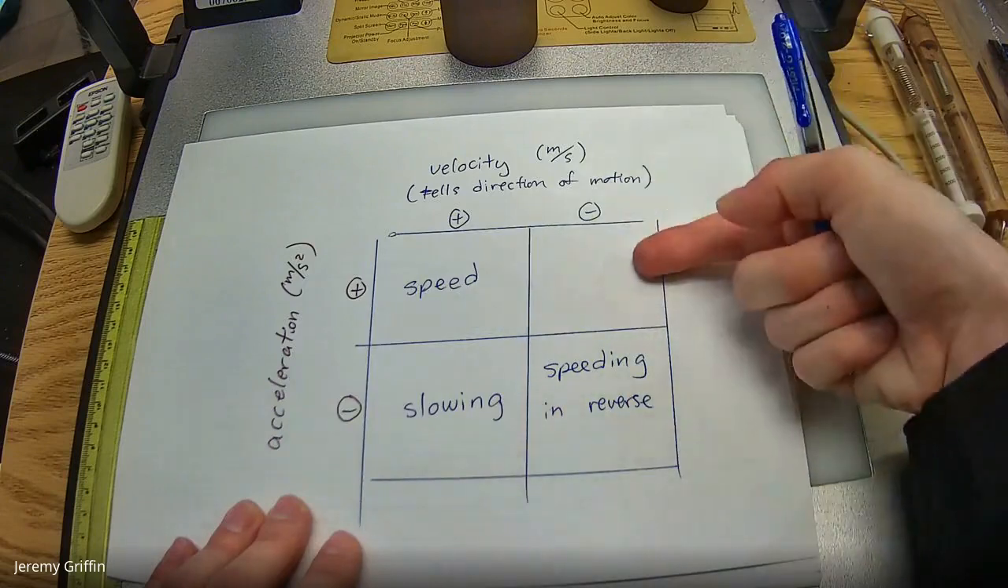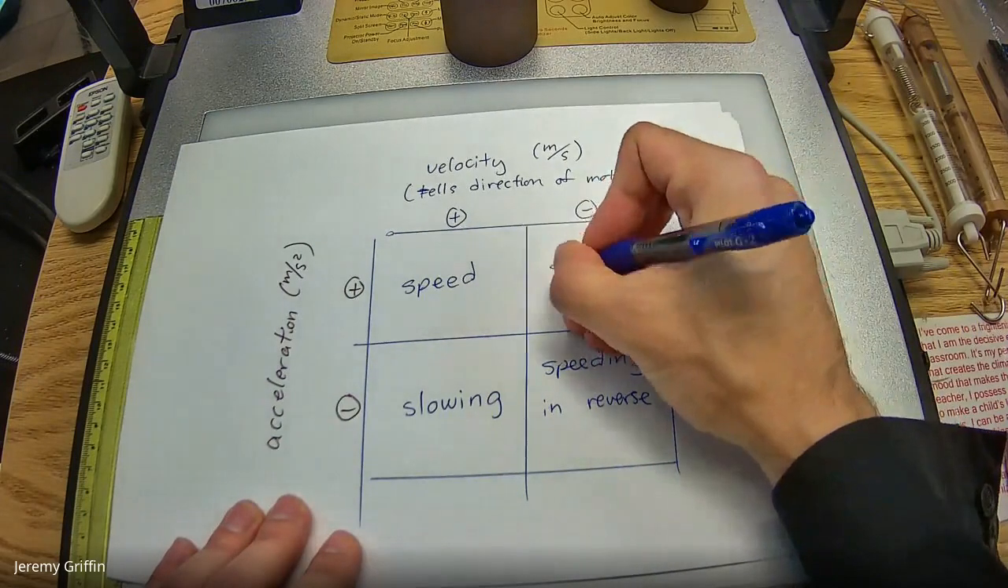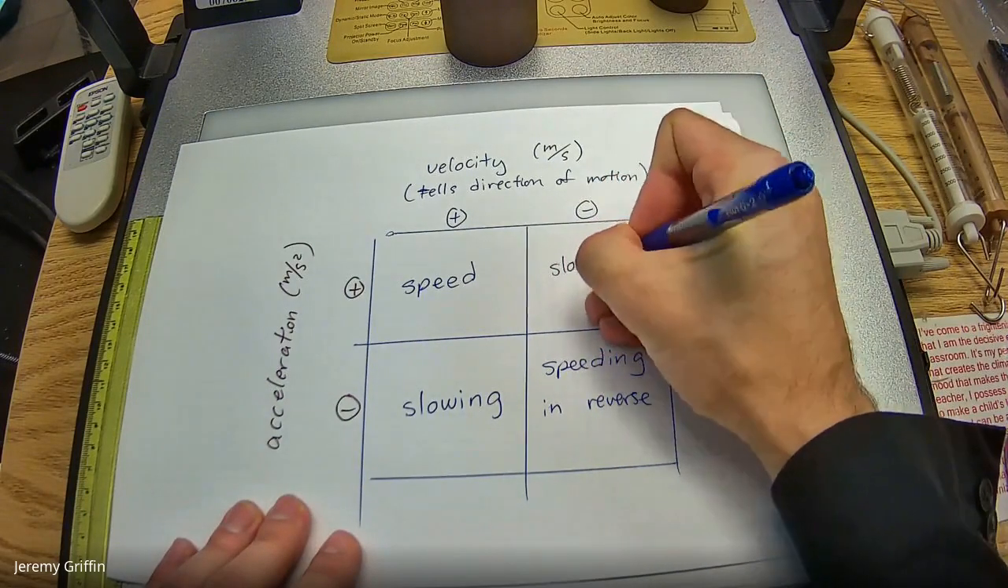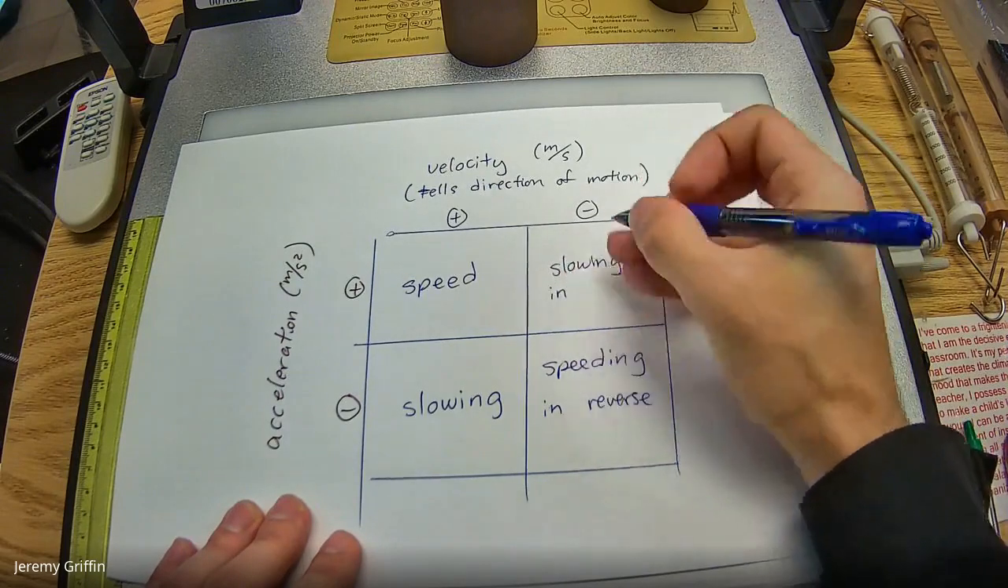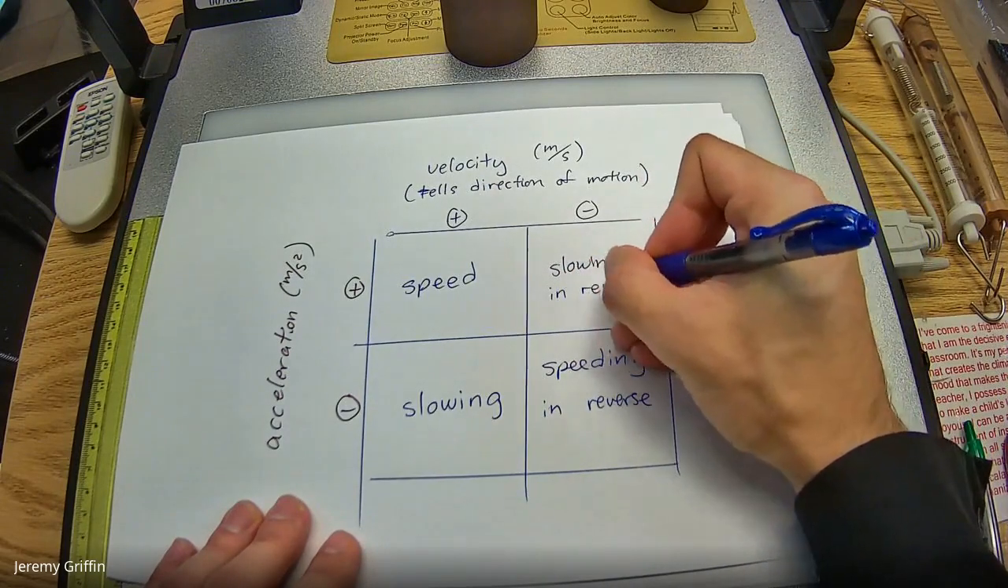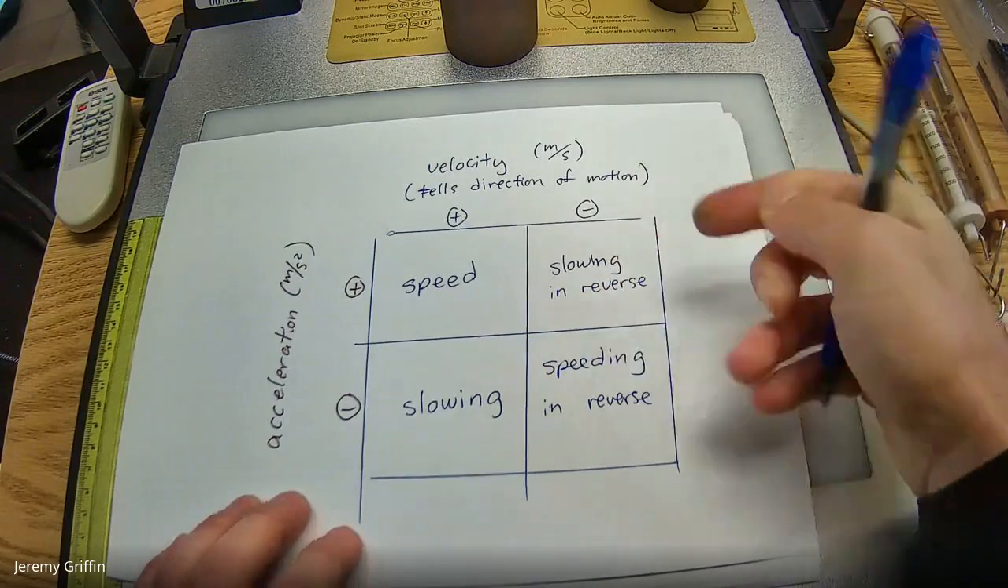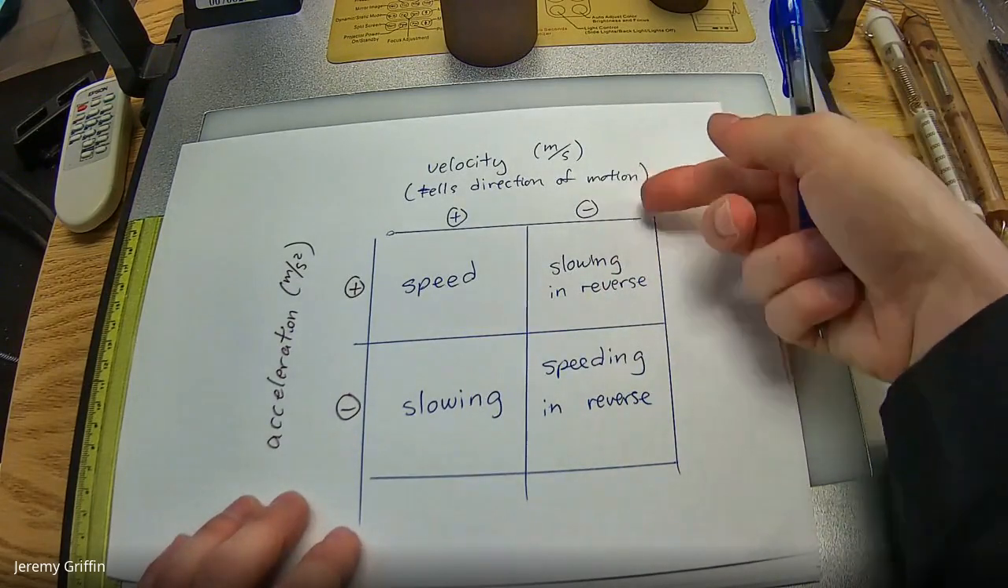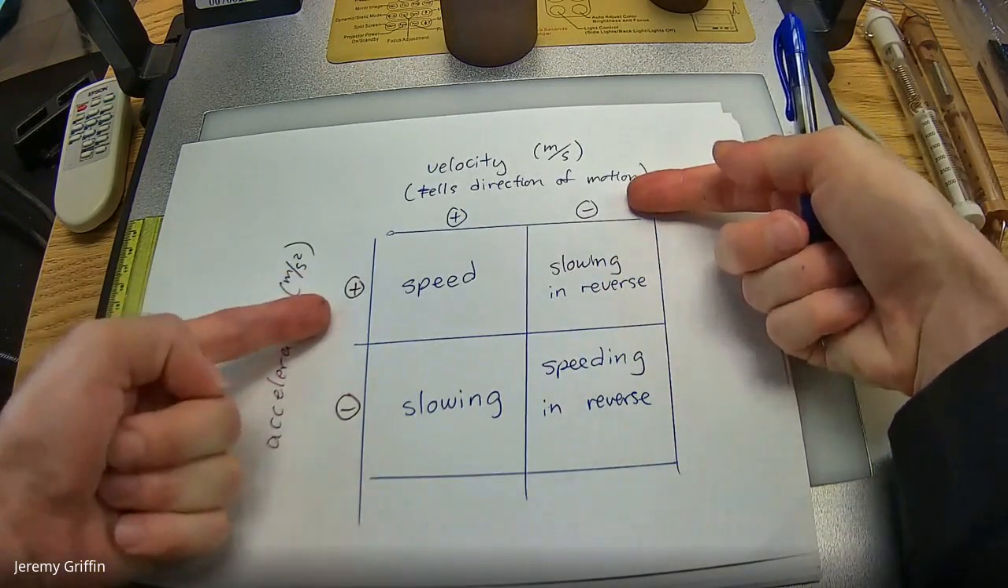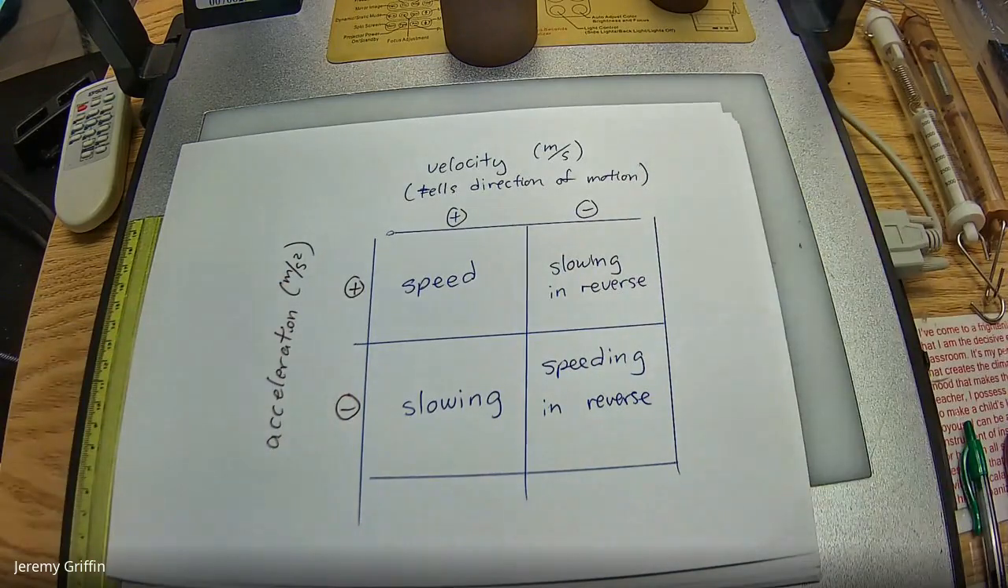What do you guys think this last quadrant is? Slowing down. Yeah. In reverse. I like that addition too. Yeah, slowing in reverse. I'm going to write that. So the car's in reverse because of negative velocity, and it's slowing because there's a mismatch in the signs between velocity and acceleration.